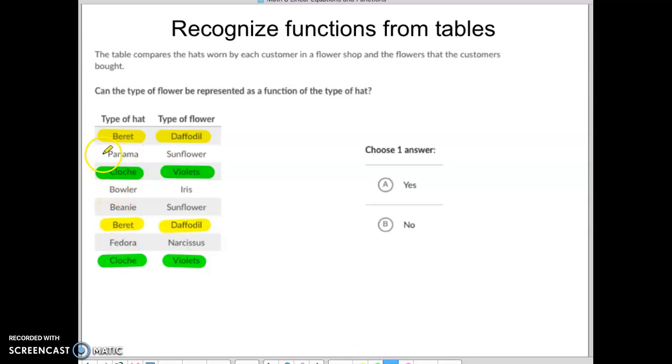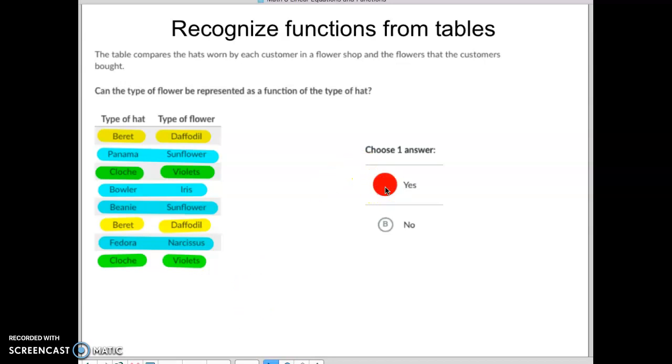Panama. There's no other Panamas, so it doesn't matter. That only has one output. That's fine. A bowler. There's no other bowlers, so that's good. A beanie. There's no other beanies, so that's good. And a fedora. There's only one fedora, so that's good. So every input only has one output. Because of that, this is a yes. All it takes is one no, and it would be a no. But in this case, everything was a yes, so it works.